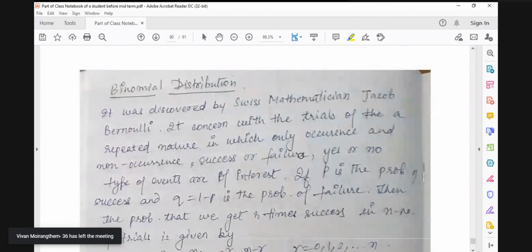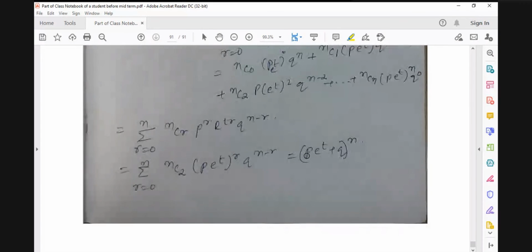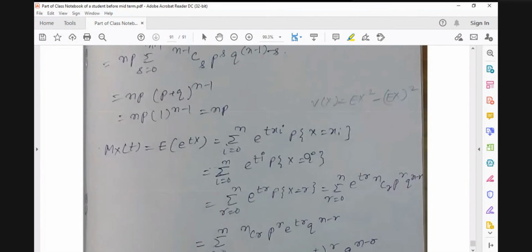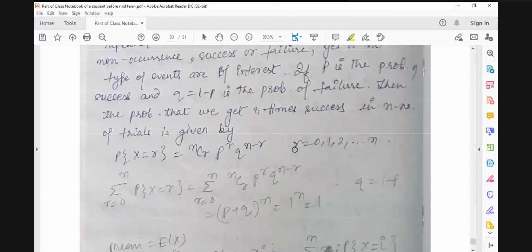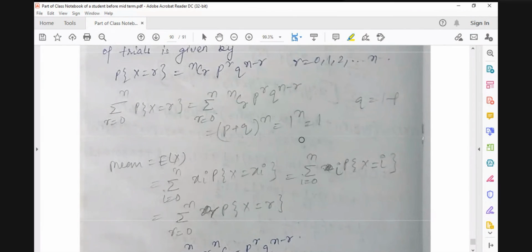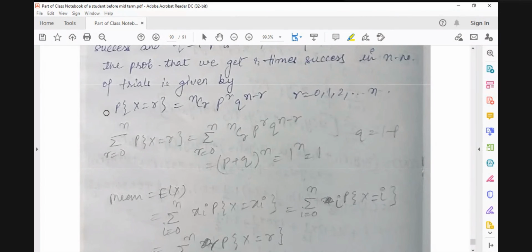So this is over. I think binomial distribution is already discussed with you. So this notebook is over. Okay, let's see this one also. If you remember, the probability mass function for the binomial random variable is this one.